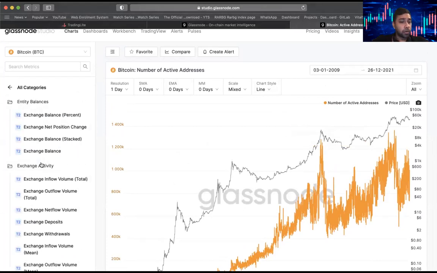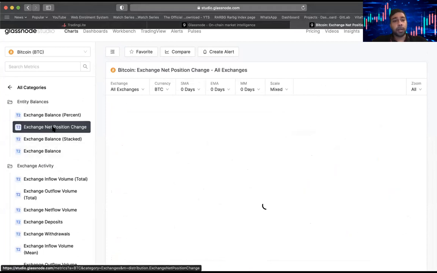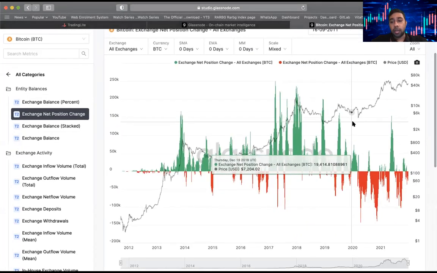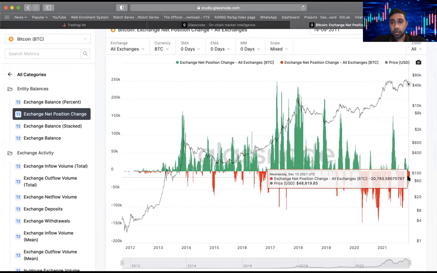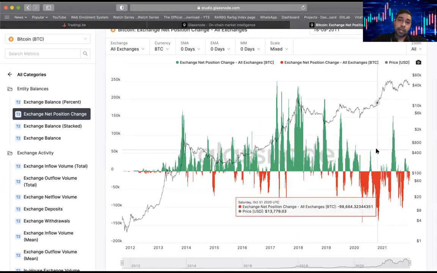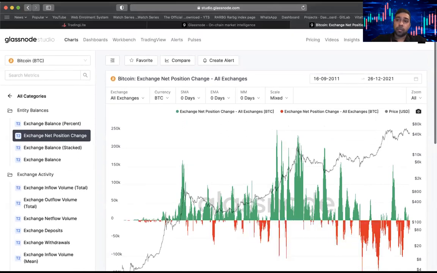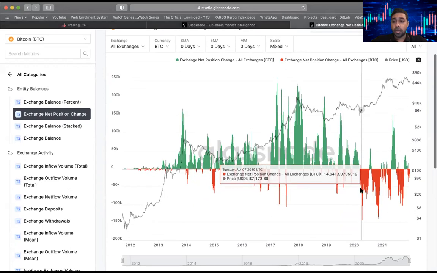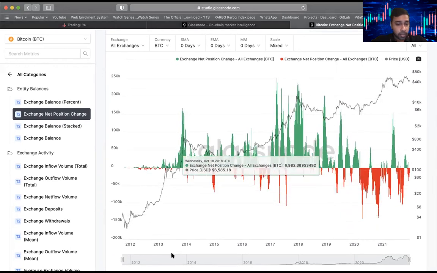One thing we look at is exchange net position change. On the free version, you don't get all the data. You don't get up-to-date data on the free version, so that's something you might want to consider. Right now, of course, this is the paid version, so you can see it.